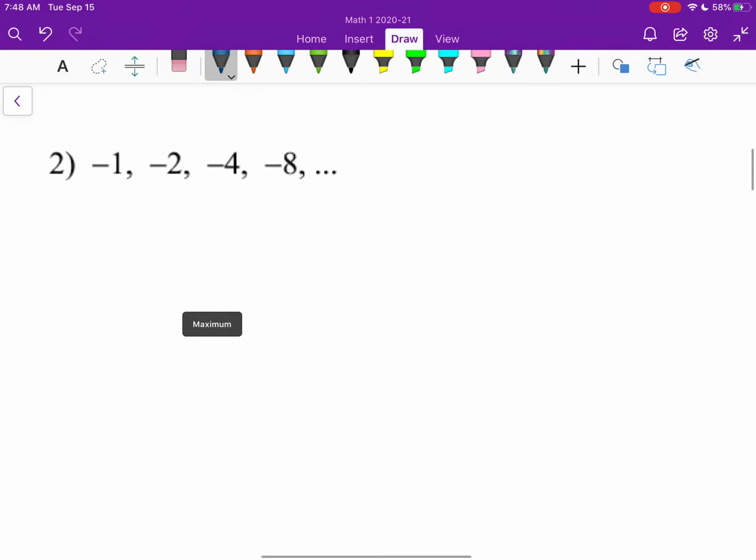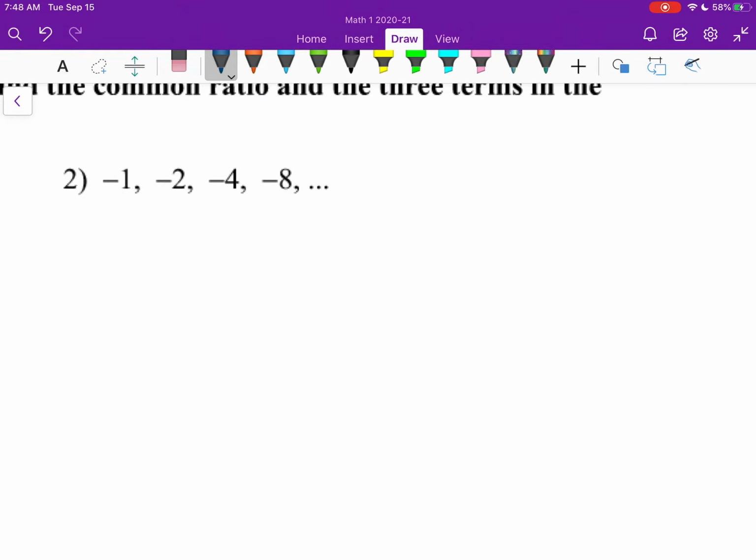Number 2, how could we multiply from -1 to get -2? Well, -1 times 2 is -2. -2 times 2 is -4. Then we multiply by 2 again. And we're multiplying by a positive 2, right? Because they stay negative. If it was a -2, they would oscillate. So R is 2.